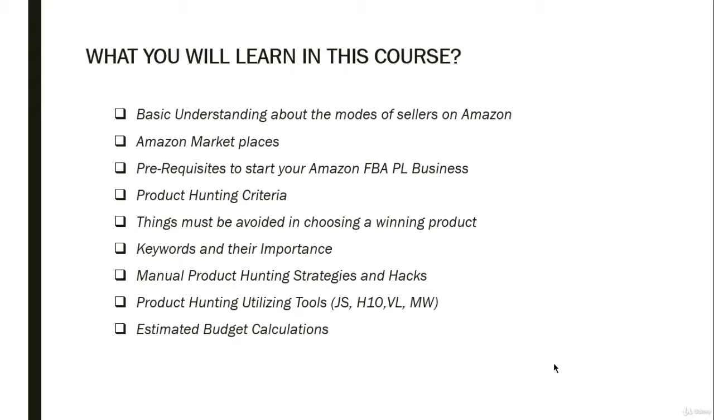Keywords are the most important thing in your product hunting. You have to look for the exact keyword which is generating sales. So, in this, you will also learn about that. Then we will have a final explanation of all the manual and software utilization strategies to hunt the winning product. In the end, as an extra thing, I have also included how to estimate the budget and profit margin calculations, as this is also something to consider when you are going to select the product.